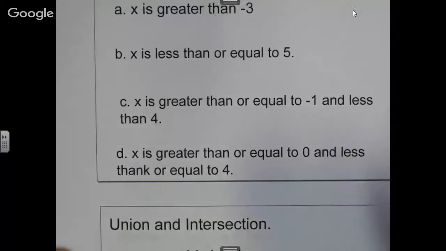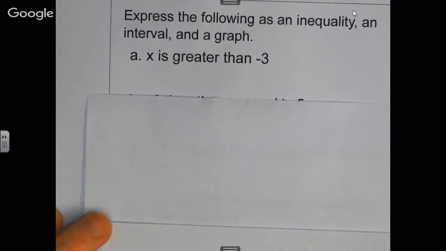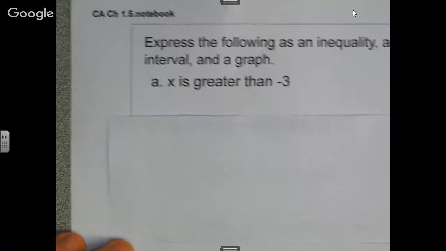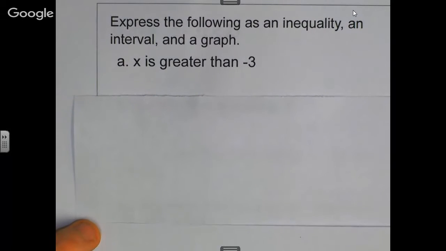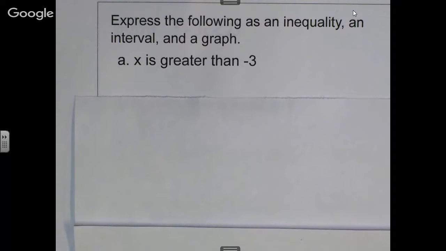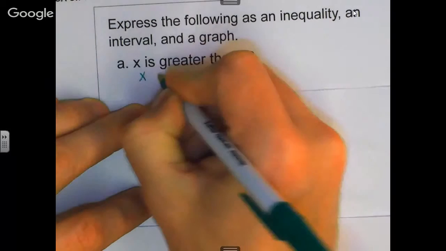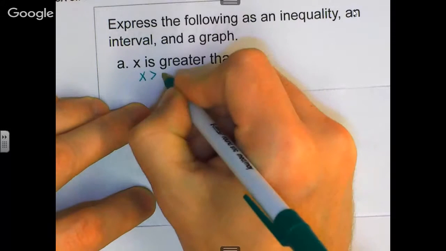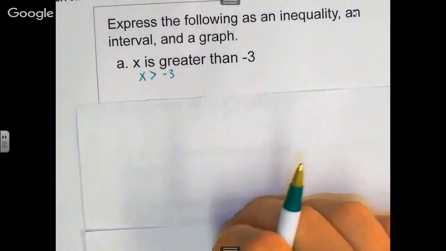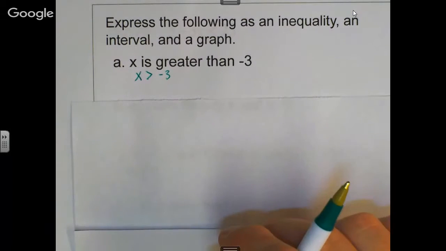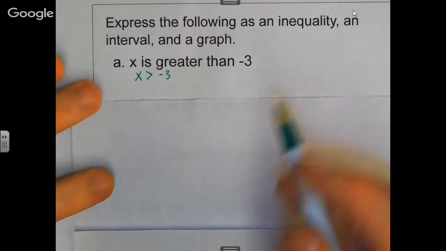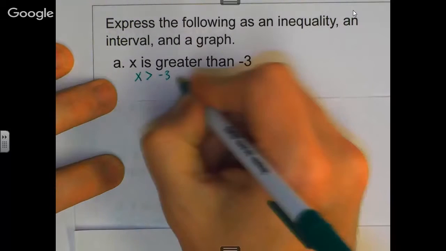All right, so let's look here. Express the following as an inequality, an interval, and a graph. Okay, so we have x greater than negative 3. So x is greater than negative 3. So there's my interval. Or sorry, there's my inequality. I need the graph.